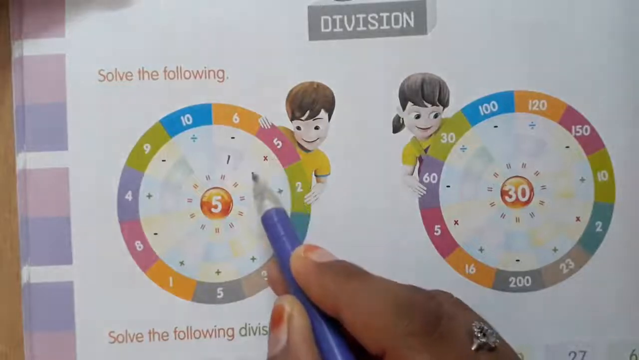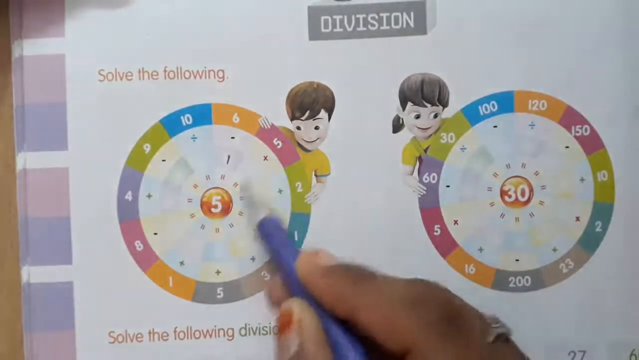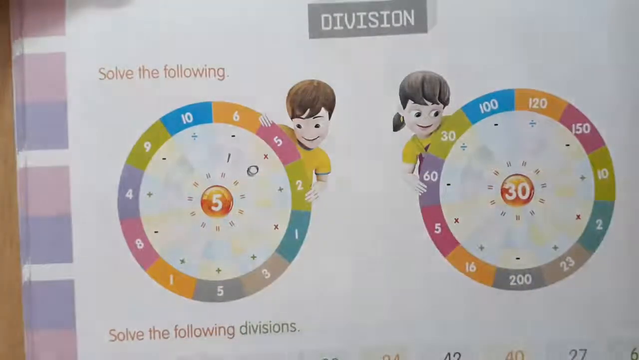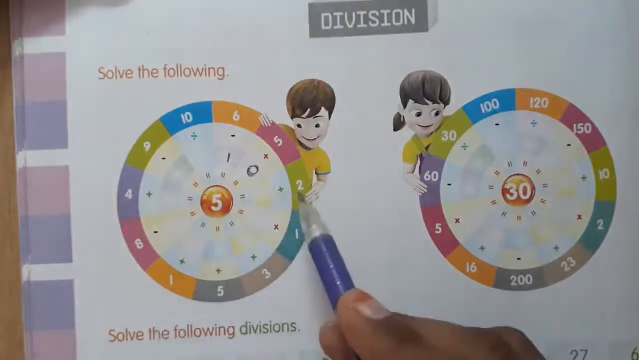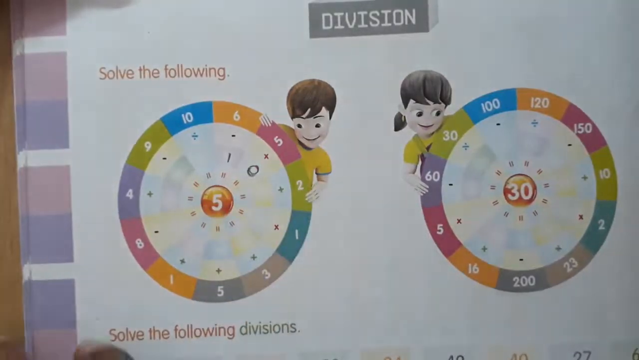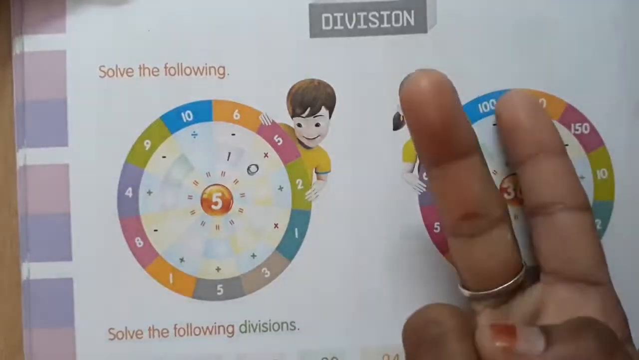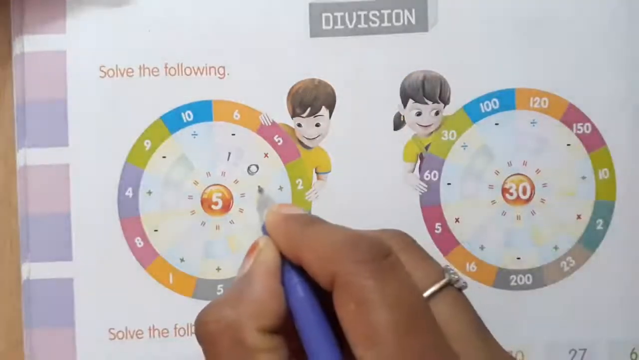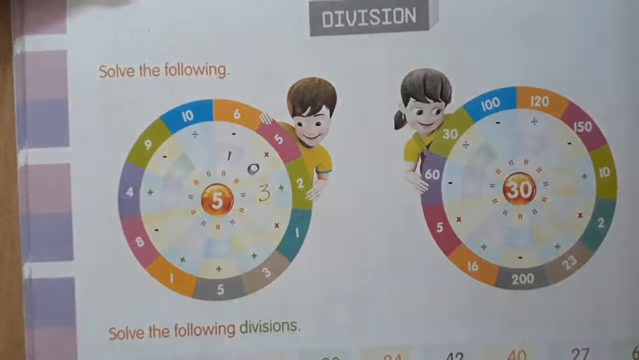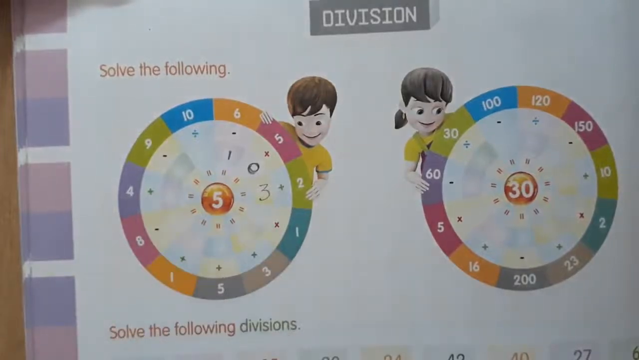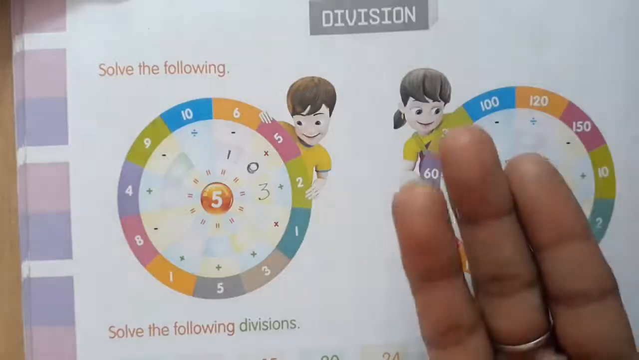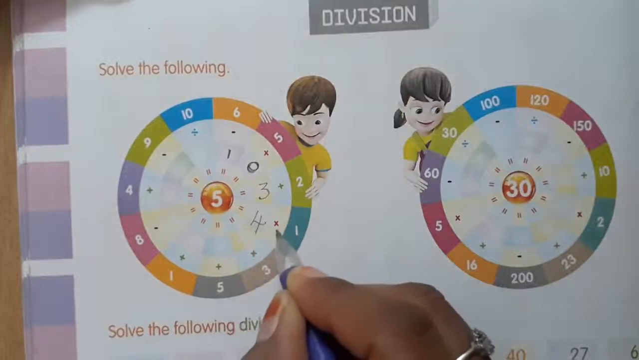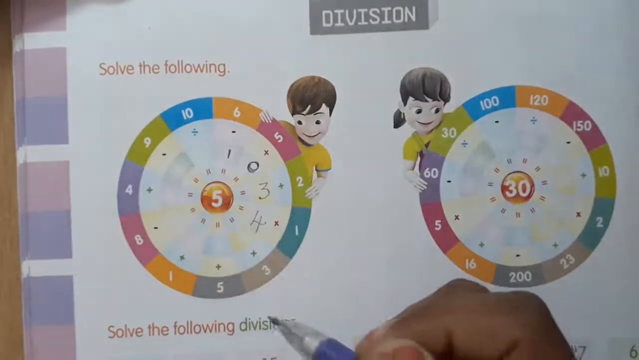Next, 5 plus how much is 5? Both are 5s. If you add 0 here, then you will get the same number. 5 plus 0, 5. 2 plus how much is 5? 2, after that 3, 4, 5. So how much do you want to add here? 3. 2 plus 3 is 5. Next, 1 plus how much is 5? 1, after that 2, 3, 4, 5. Here we add 4. 1 plus 4, 5. Next one.